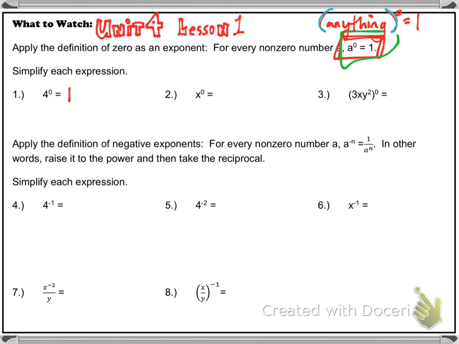So 4 to the 0 is 1. X to the 0 is 1. All this stuff inside the parentheses is all being raised to the 0th power, so it equals 1.